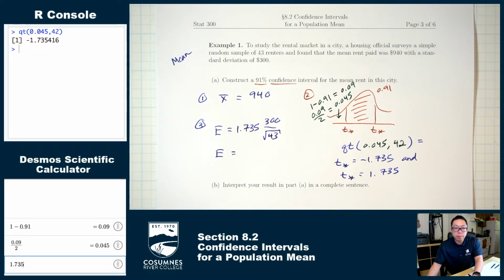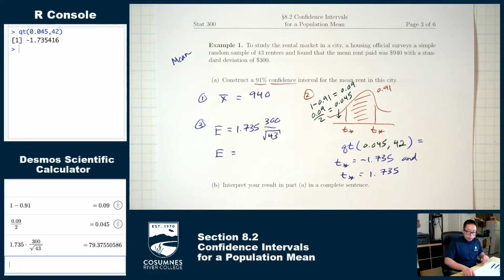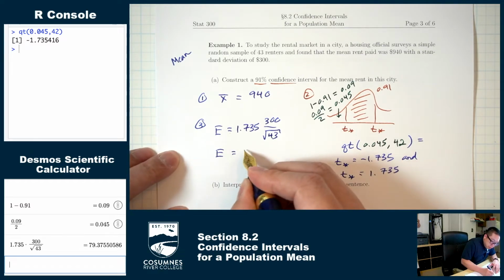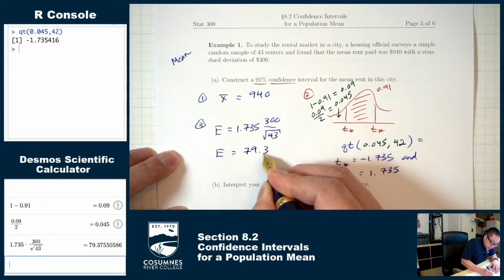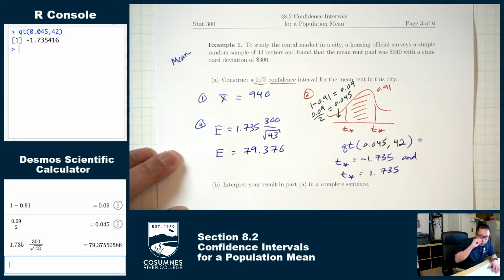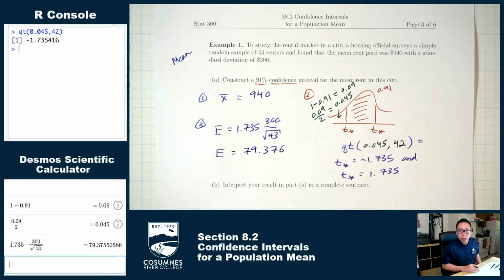1.735 times a fraction, 300 over the square root of 43. So the square root of 43 gives a margin of error of 79.376. Okay, round each intermediate step to 3 decimal places.